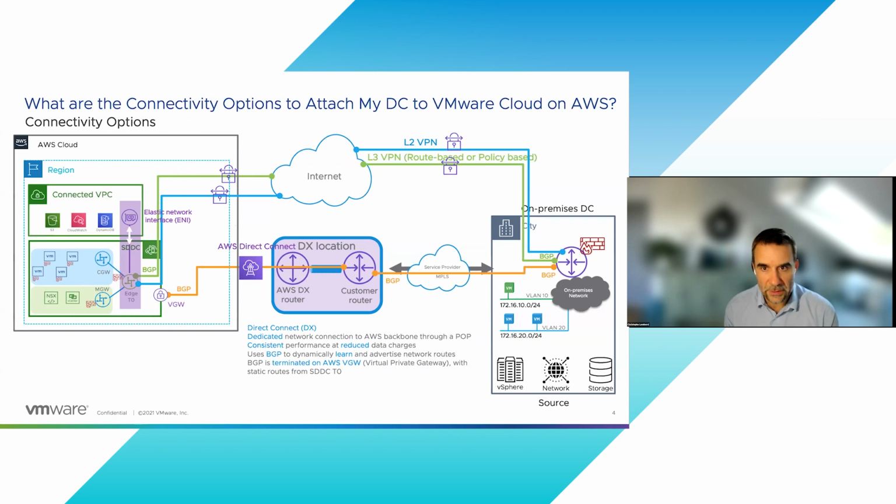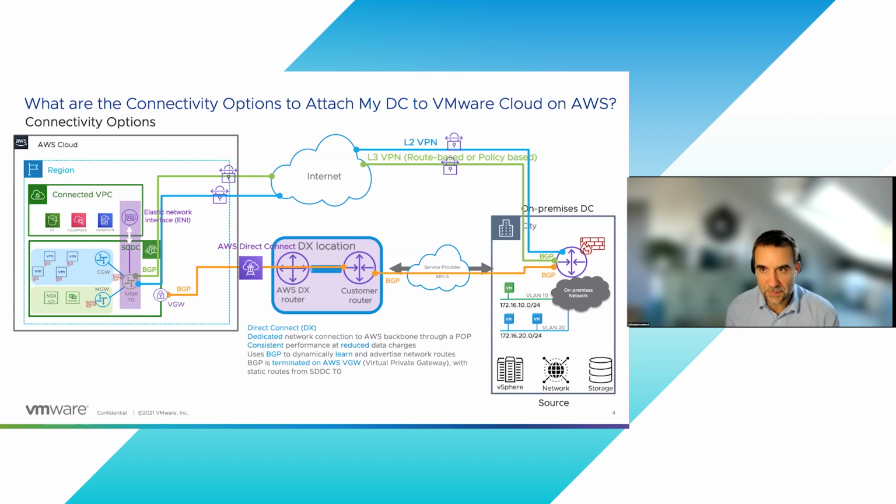You can also leverage layer 3 VPN. This could be two kinds: route-based VPN or policy-based VPN. Obviously, route-based VPN is the most common one because it leverages dynamic routing by using BGP. We support only BGP at the moment. The BGP session allows for a dynamic exchange of routes between both sides. And we'll see how to create that in a moment.